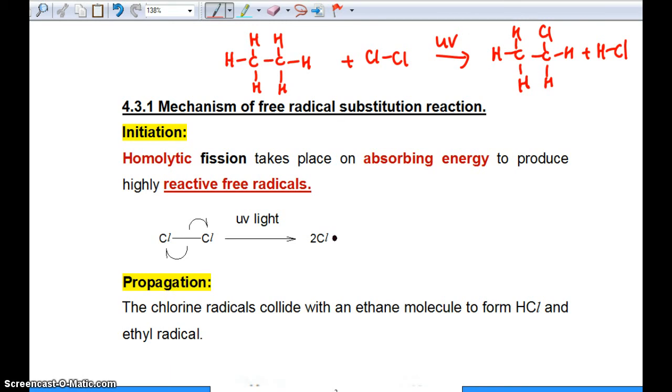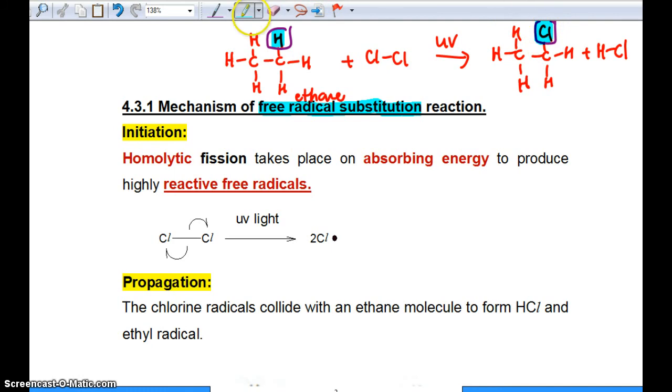In this video, we are going to study the mechanism of free radical substitution of an alkane using ethene as an example. So just now I mentioned that alkanes undergo, besides combustion, only free radical substitution. Okay, the substitution part, you can see that one hydrogen atom is substituted with a chlorine atom.